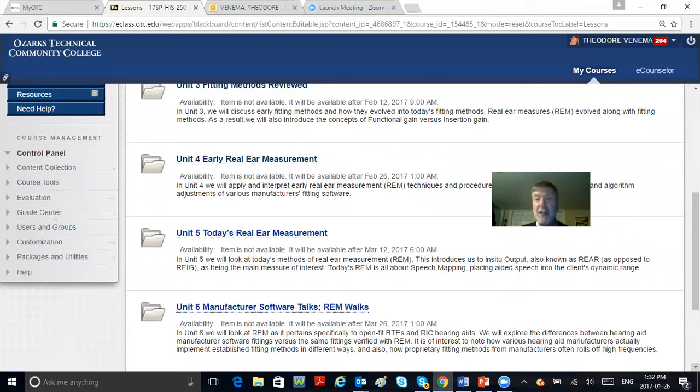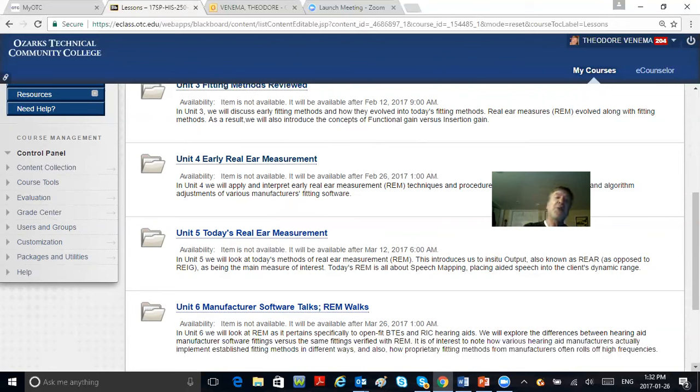Always divide fitting methods that way too. There's the early methods and today's methods. Same with real ear. There's yesterday's real ear, today's real ear. Back to fitting methods. Hearing aid fitting methods based on linear hearing aids. And then real ear entered the picture. And then we did fitting methods using compression hearing aids.